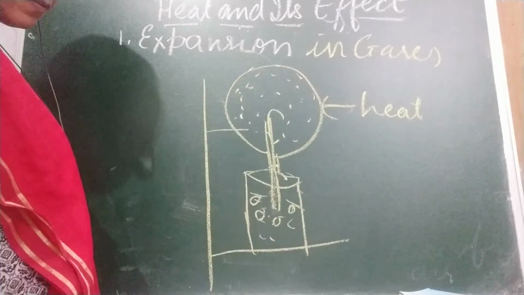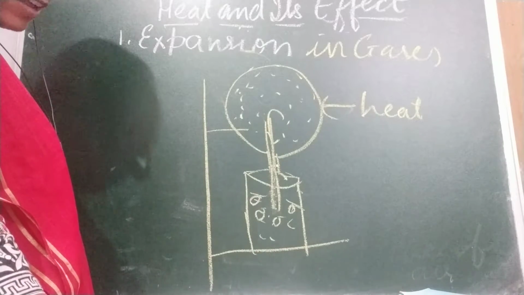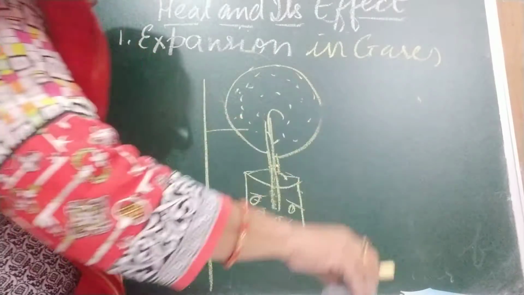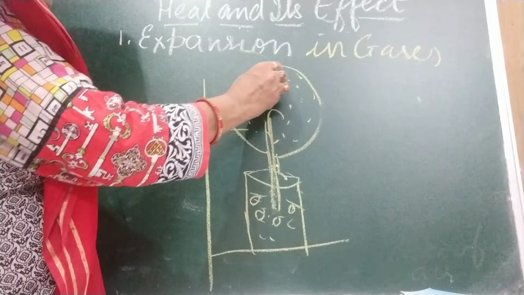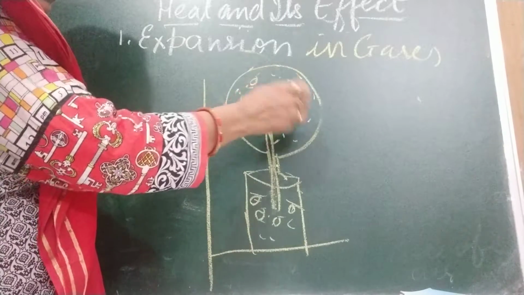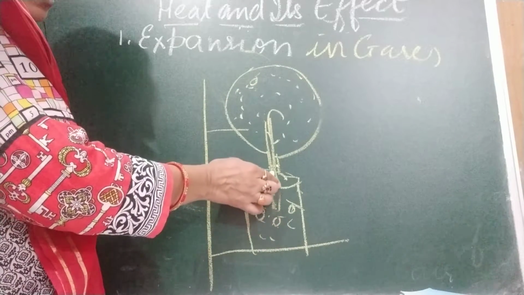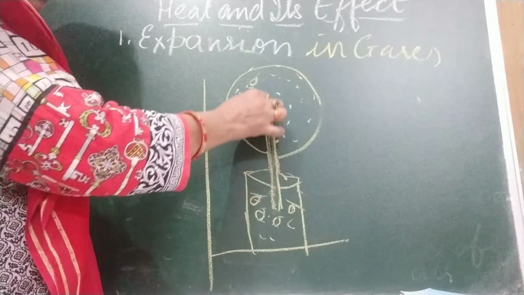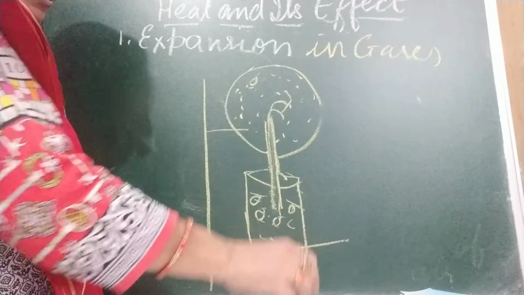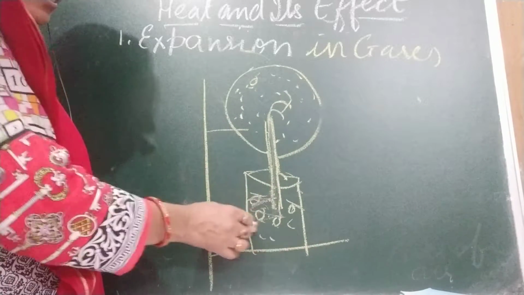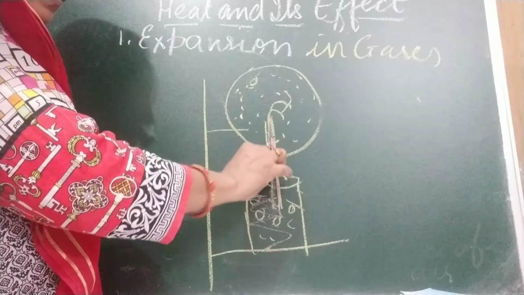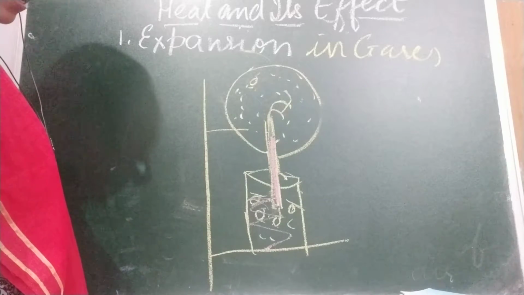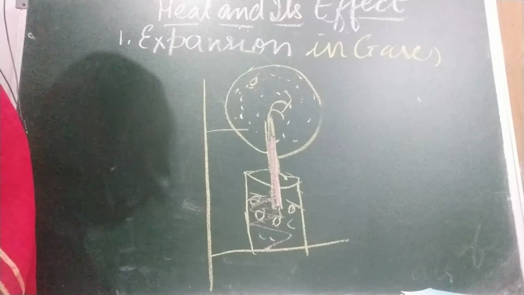Now cool the flask. As the air inside the flask contracts, the water rises up. When we cool it down, again the molecules come closer, and this becomes empty because the air which was filled here in the tube will go back and the water level will rise. The water which was present here will go up. This shows that a gas like air expands on heating and contracts on cooling.